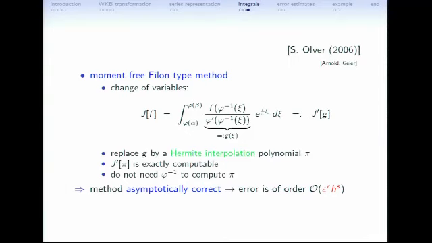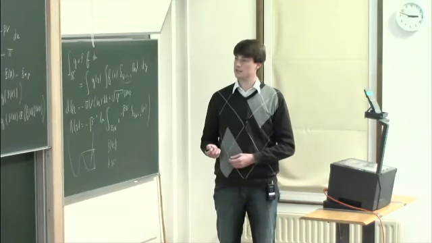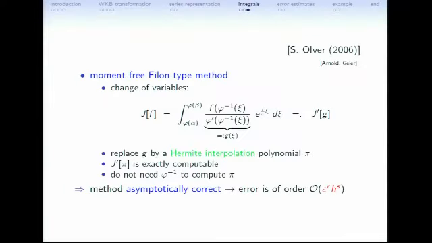then you can simply apply the Filon type method, as I showed in the slide before, for this integral. That means we replace g by a Hermite interpolation polynomial, and then this integral is exactly computable. And the advantage now, and the good news, is that you do not have to compute the inverse of phi in order to get the coefficients of p. And this idea yields an asymptotically correct method, and you can get error estimates of certain order in r and s depending on your Hermite interpolation.